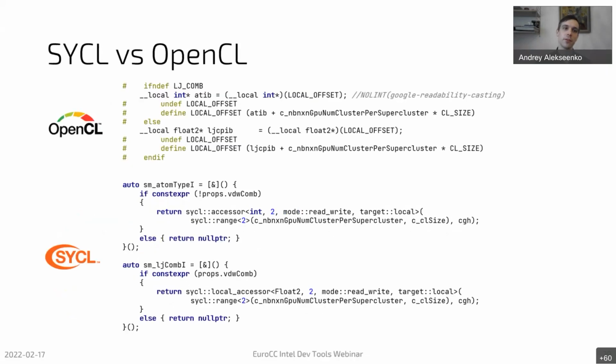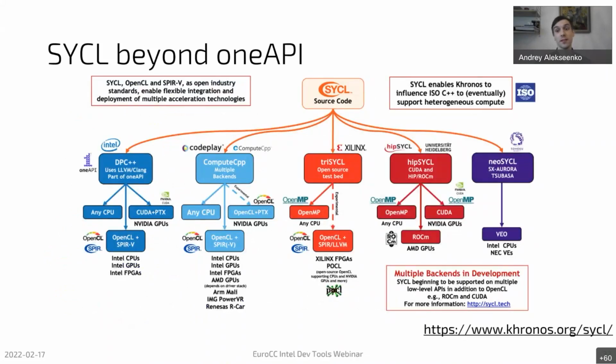I guess I'll skip this one. And as I said, we wanted to be portable. We didn't want to lock GROMACS to only DPC++.